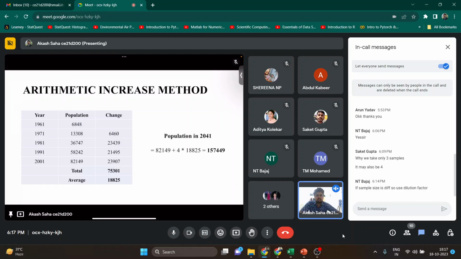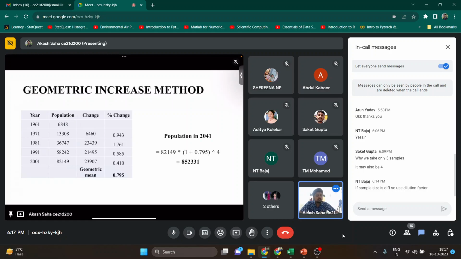Based on your situation, now we will see how to use the geometric increase method. In the previous method we found the change. Now we will find out the percentage change. 6460 was my change, so with respect to the previous population, what is the percentage change? Okay, so 94% has increased. Then 1.7, not percentage, it is 176% then.